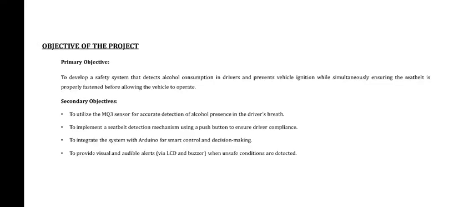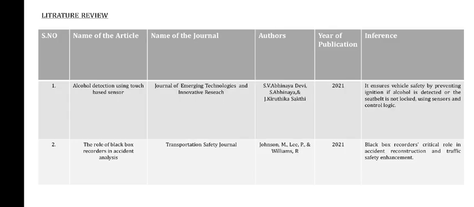Objective of the project. The primary objective is to enhance the vehicle's safety by detecting alcohol in the driver's breath and preventing ignition if alcohol is found or if the seatbelt is not fastened. Specifically, we use an MQ3 alcohol sensor and a seatbelt switch connected to an Arduino UNO, which intelligently manages the motor control, buzzer and LCD alerts based on these inputs.